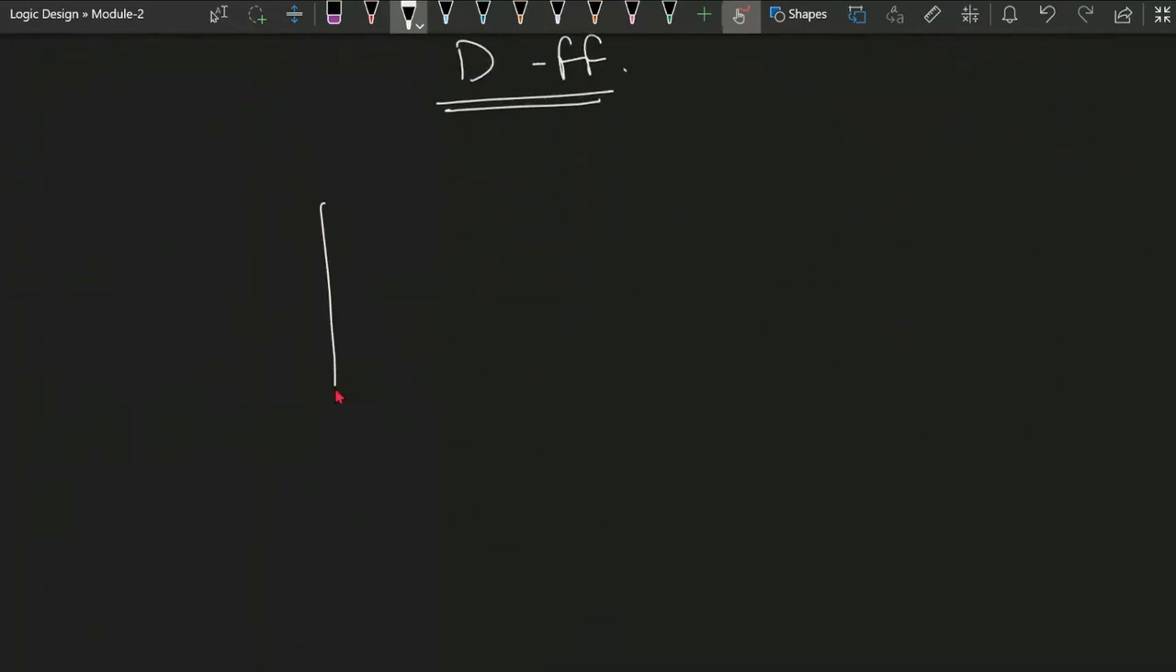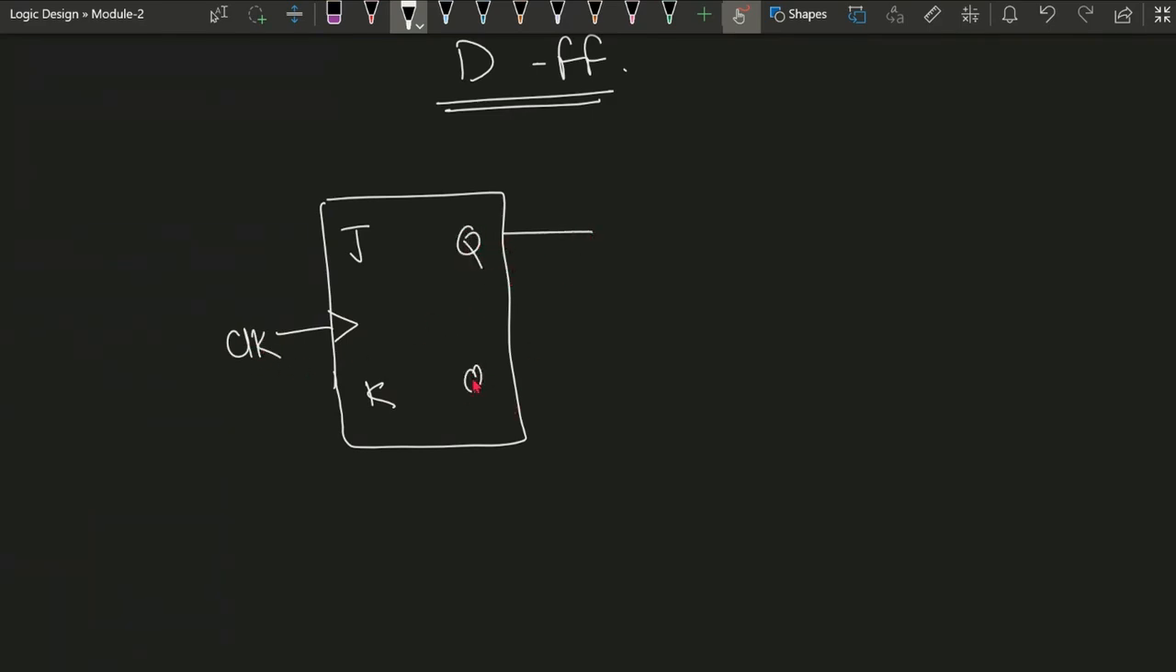So in the JK flip flop, this is J, this is K, and this is the clock, and we are having Q and Q bar. So in JK flip flop, if we complement the inputs and connect with each other, it becomes D flip flop.